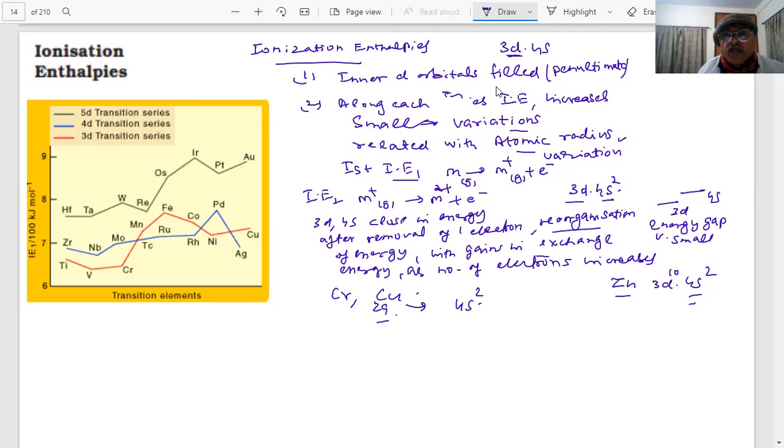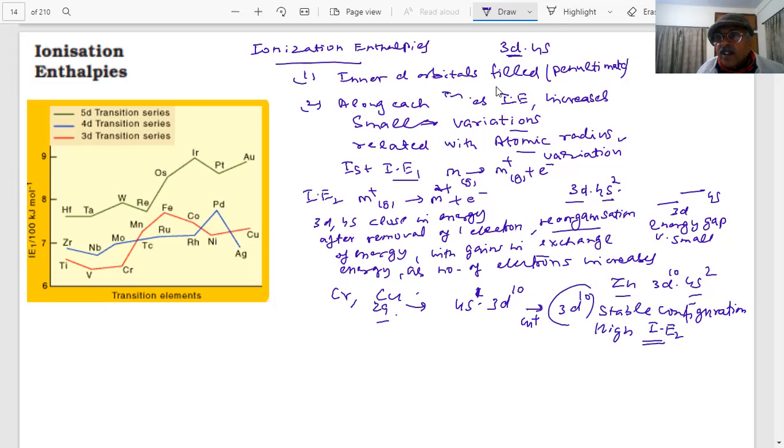The configuration is 4s1, 3d10. So if I remove one electron, it will become 3d10. That is copper plus 1. So 3d10 is a stable configuration, completely filled. So removal of the second electron, the second ionization energy, will be difficult. So there will be high IE2 for copper, because the second electron has to be removed from a completely filled d, which is very stable.